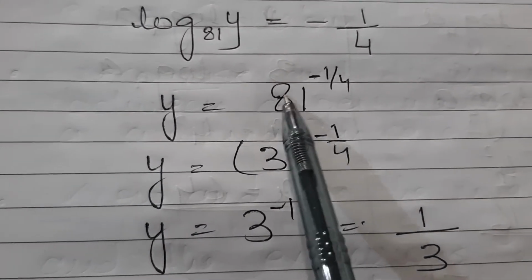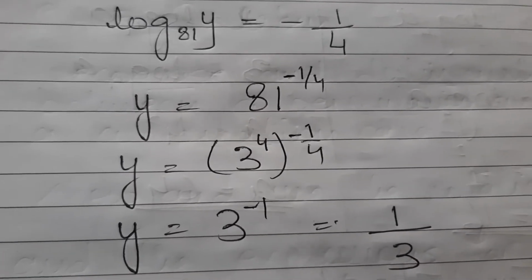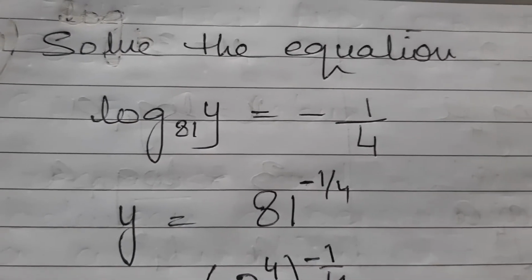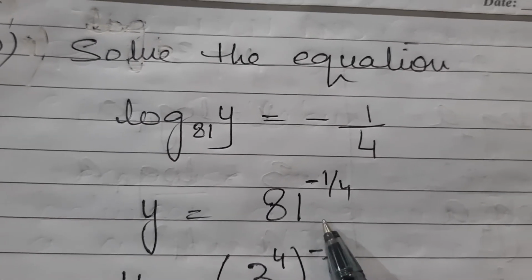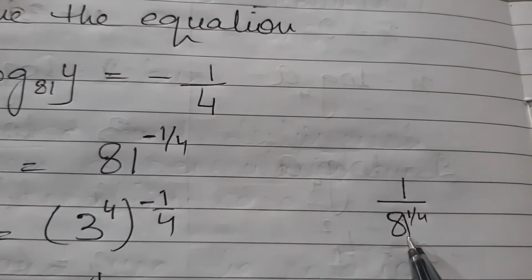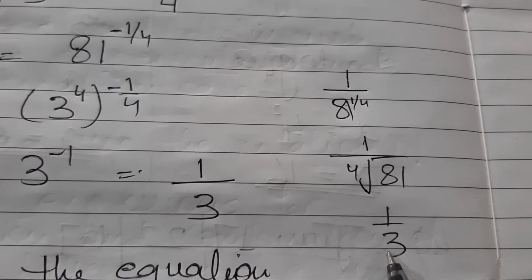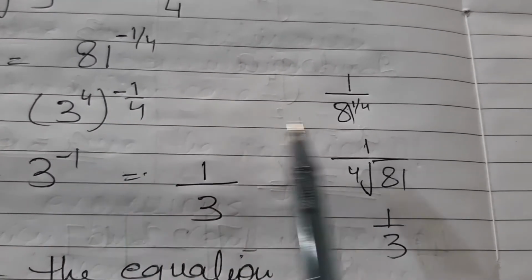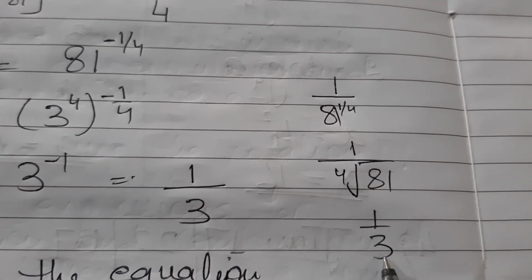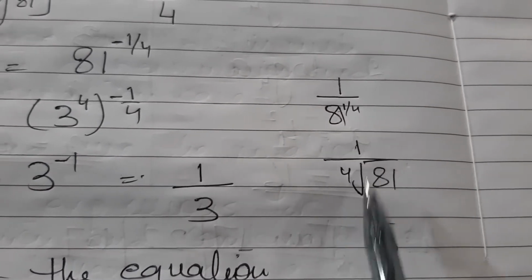You can also do one thing here, take this whole thing in the denominator. Let me show you here, like this. The power will become plus, and this means 4th root of 81. You can use a calculator and find the value. I'm doing it here without a calculator. If you are strong in multiplication tables, you will remember this thing.